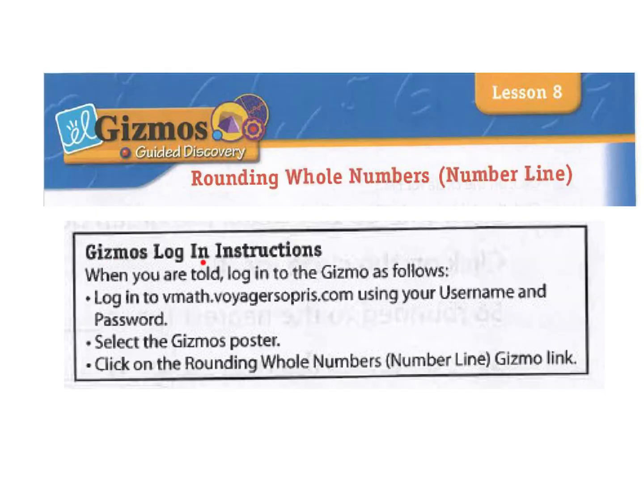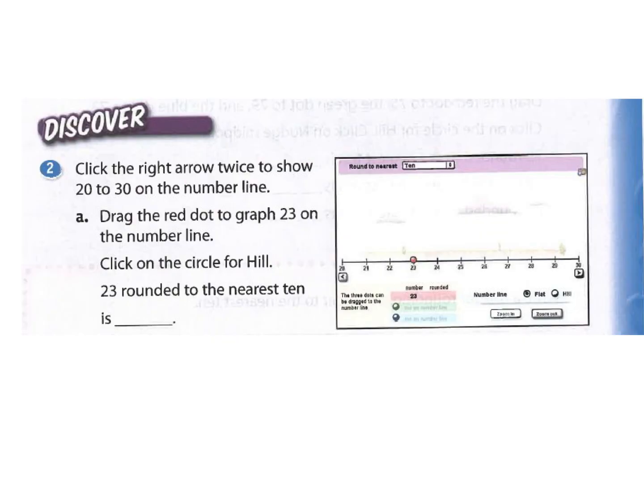So here are the instructions. Again, it says when you are told, so right now on your computer, you can log into Gizmo as follows. Log into VMath with your username and password, then select the Gizmos poster, that app that looks like this, and then click on Rounding Whole Numbers, number line, Gizmo link. So you'll see that, you'll be able to click on that. You can ask your teacher for help if needed. Then what you'll do is you will just follow along on the Gizmo. So it's an app. It looks like this.